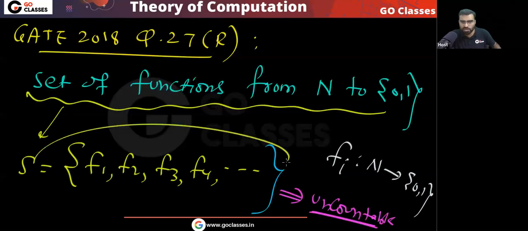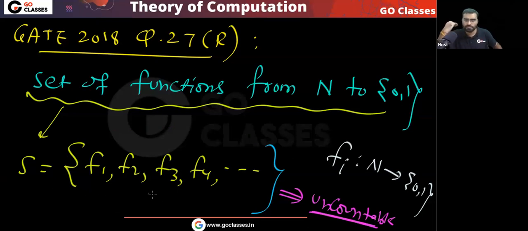First, you assume this is countable. If this is countable, then there exists a bijection with the set of natural numbers. You take some arbitrary bijection, and then you create a function which is not covered in this bijection. Clear? Let me know.